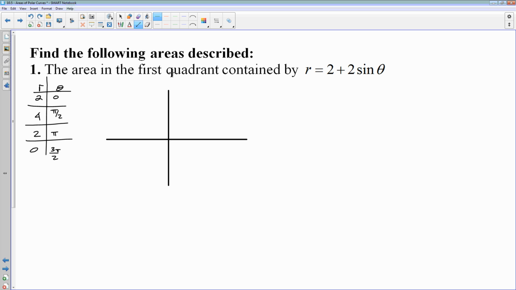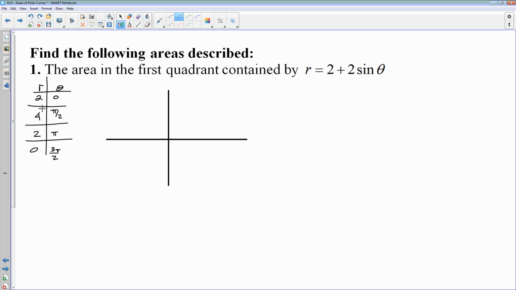Now, I know what you're thinking. It says first quadrant. First quadrant is always 0 to pi over 2, but that's not exactly always true with polar curves. Sometimes, depending on the function, the first quadrant's actually enclosed by different angles.